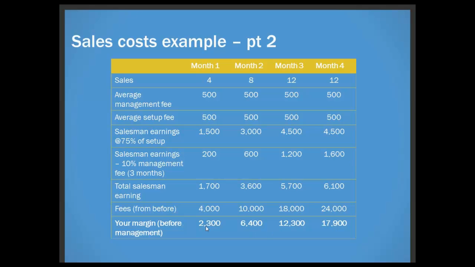So we can see, if we do the math, this was our fees, 4,000. This was the salesman's cost, 1,700. This is what you're left with, 2,300, 6,400, 12,300, and 17,009. That's your margin from which you need to pay your outsourcer.